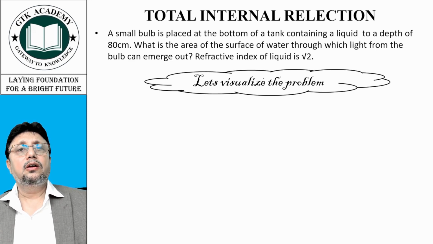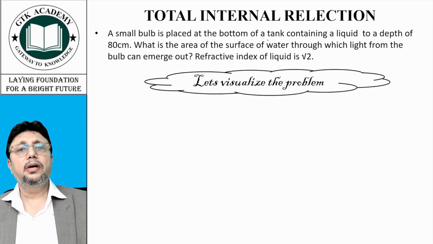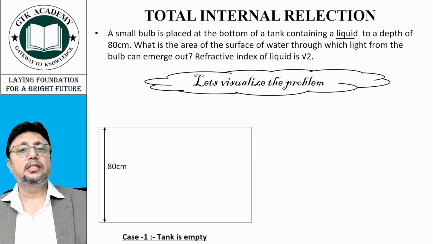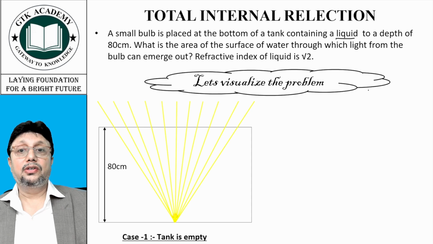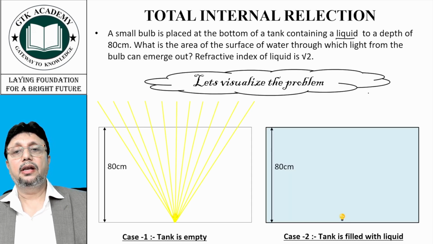For example, it is being told that there is a small bulb at the bottom of a tank containing liquid. Say if there is no liquid, then what happens? Tank is empty. This is 80 centimeter is the depth and there is a bulb here. If there is no liquid, light will just come out like this. But if the tank is filled with liquid like this, then what will happen?